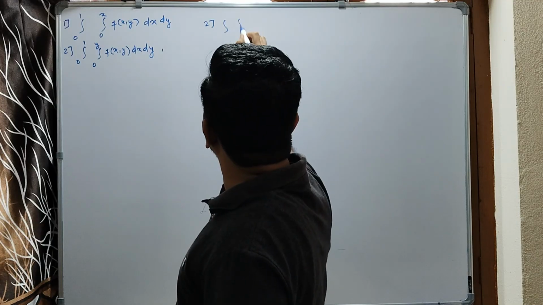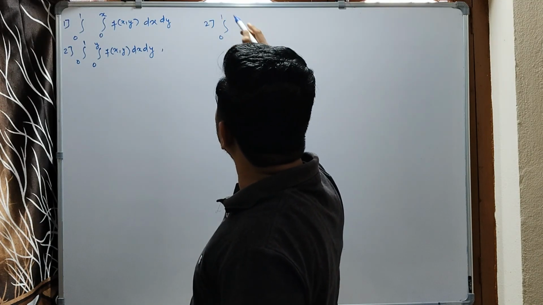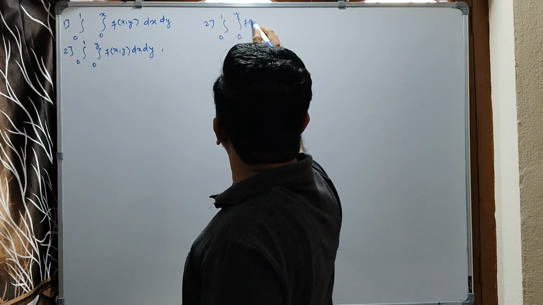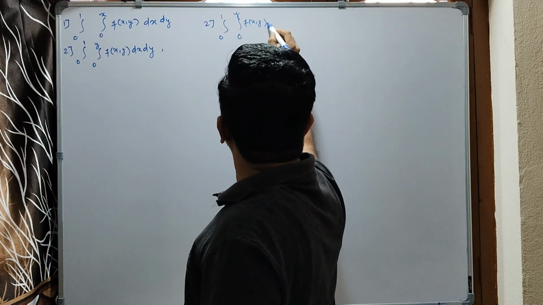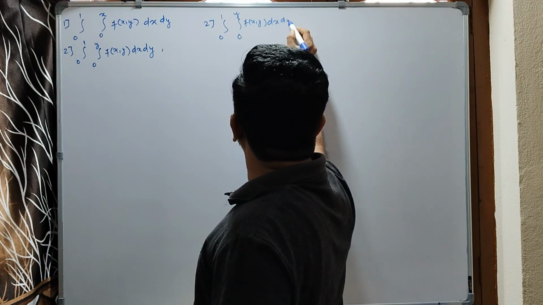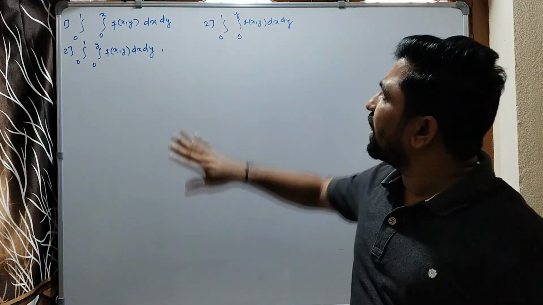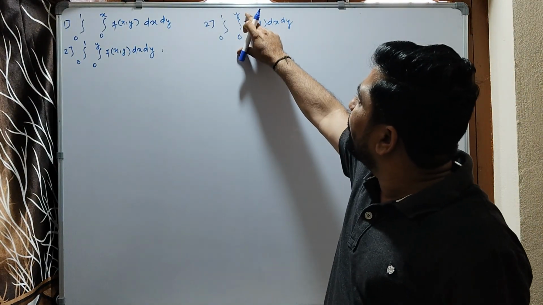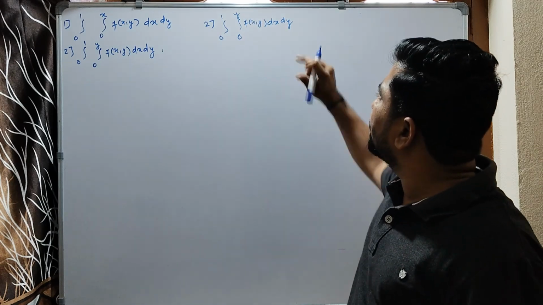So here in example number 2, the limits are 0 to 1, and 0 to y. This is f of x comma y, dx and then dy. This is the correct order of your integration. The second limits are in terms of the y variable: first integrate with respect to x and then y.